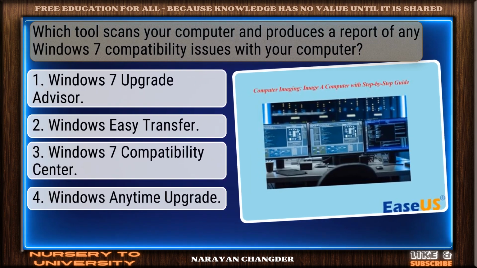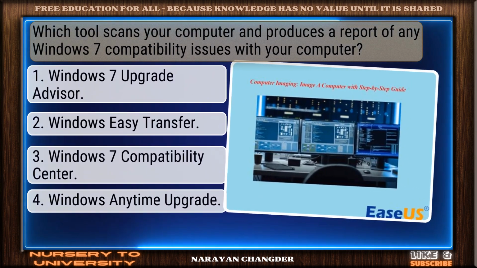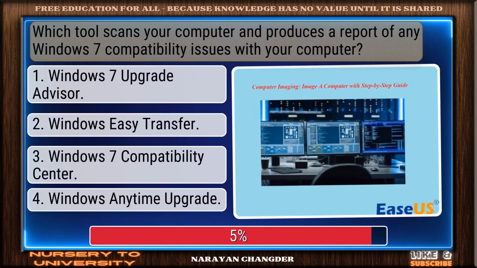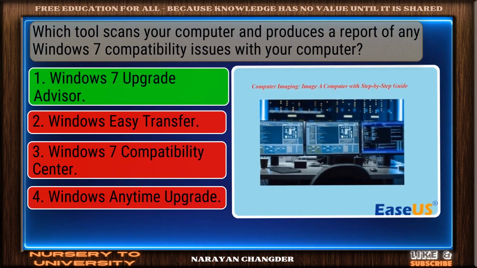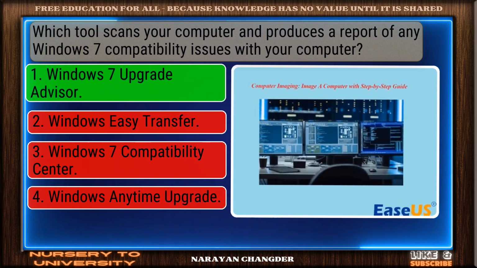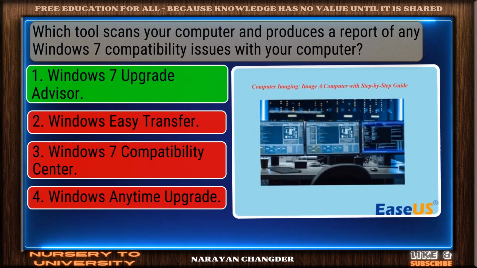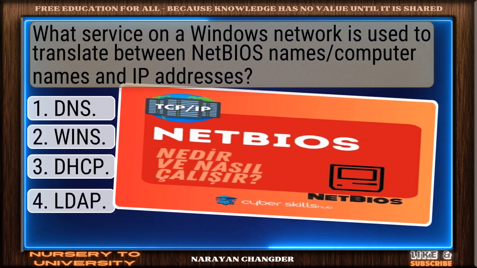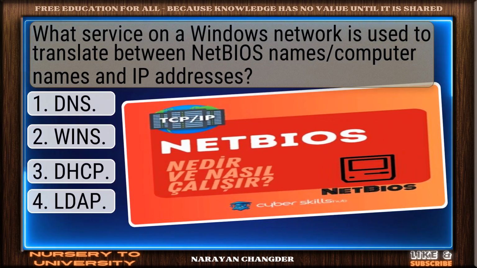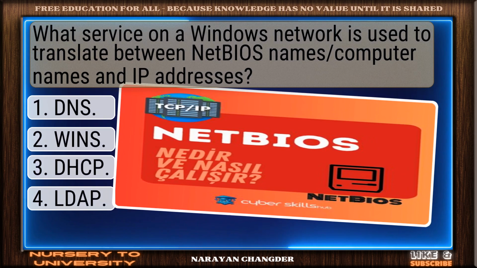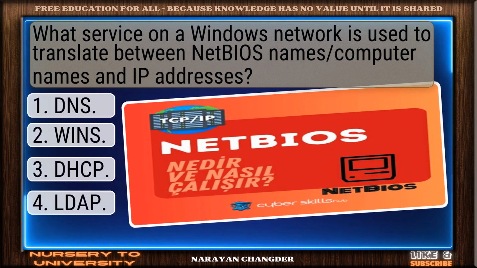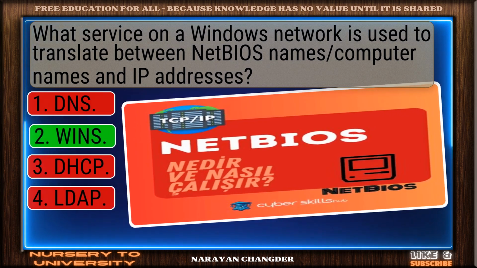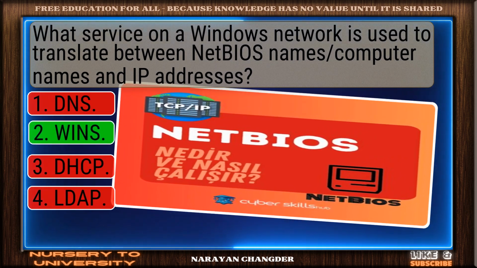Which tool scans your computer and produces a report of any Windows 7 compatibility issues with your computer? Well reasoned. Windows 7 Upgrade Advisor is the correct choice. What service on a Windows network is used to translate between NetBIOS names, computer names, and IP addresses? Smart pick. WINS is the correct choice.